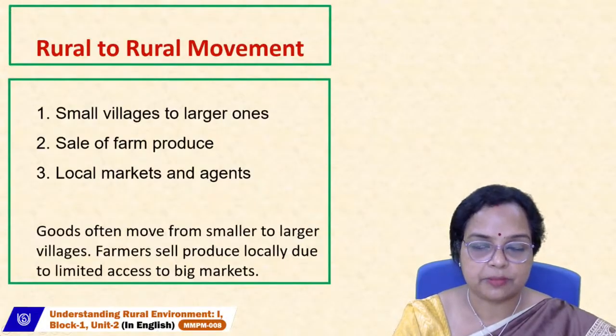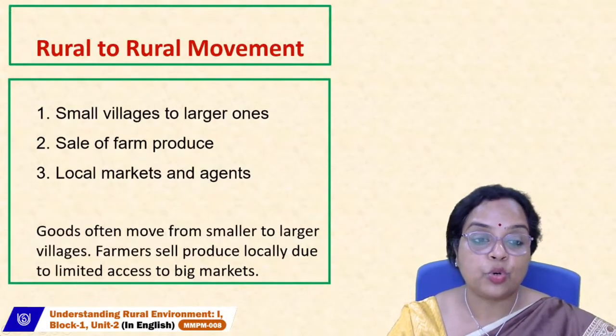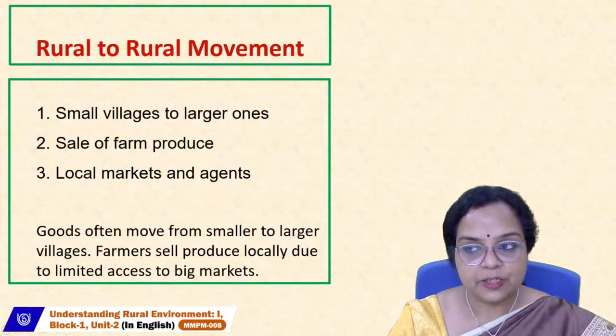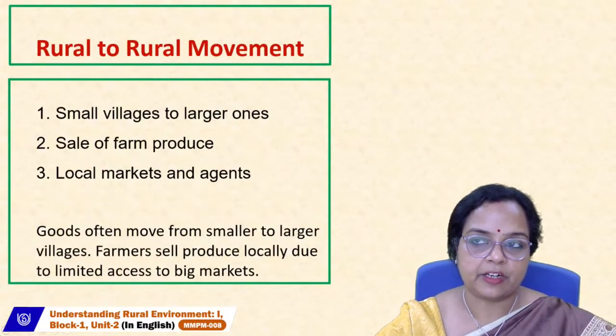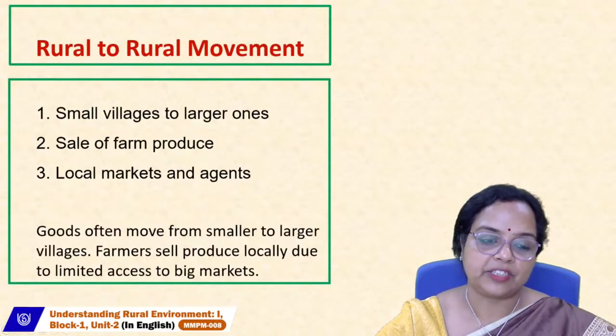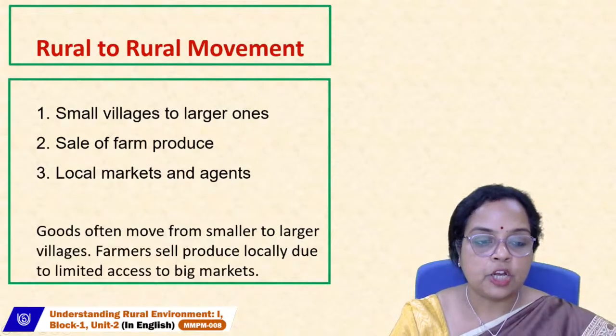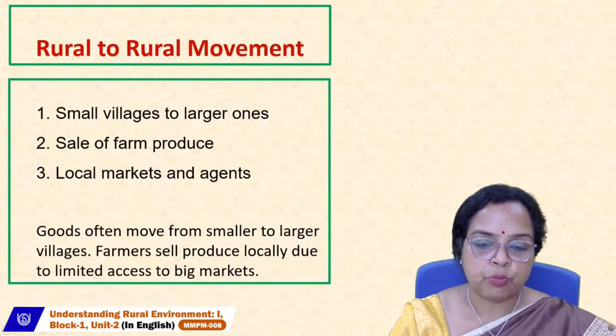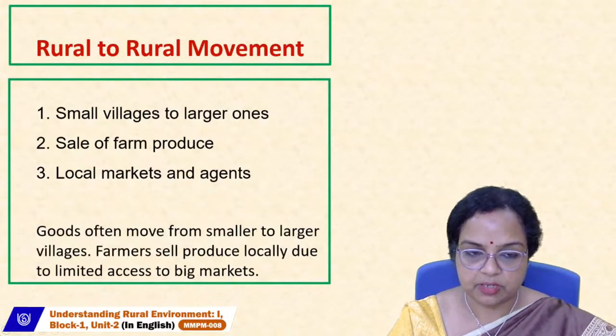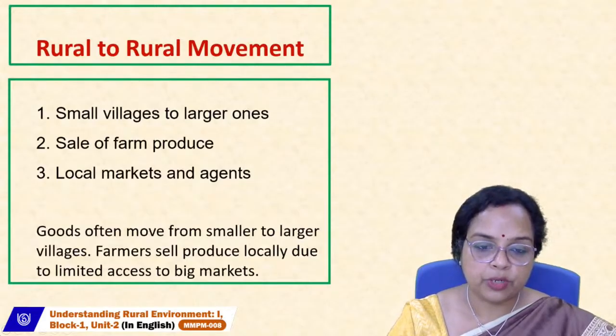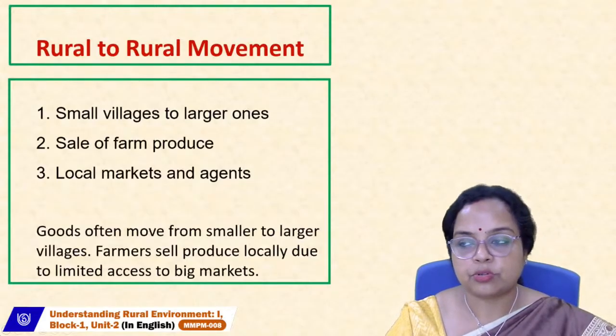Let's say it is the vegetables one, they will sell to the local agents. The agents will buy those produce, they will sell to the different markets of nearby cities, nearby villages. So the understanding of rural to rural movement is goods often move from smaller to larger villages. Farmers sell produce locally due to limited access to the big market.